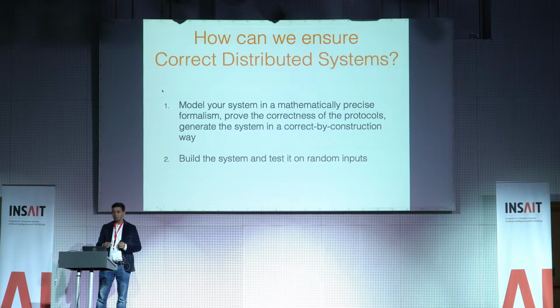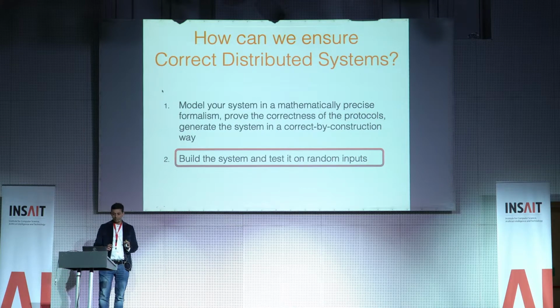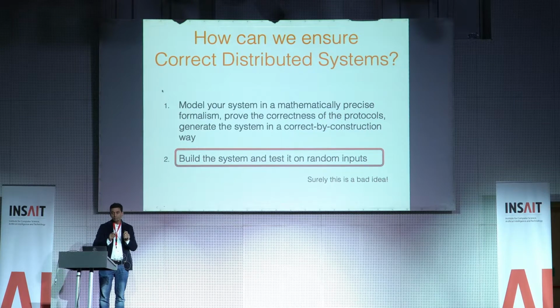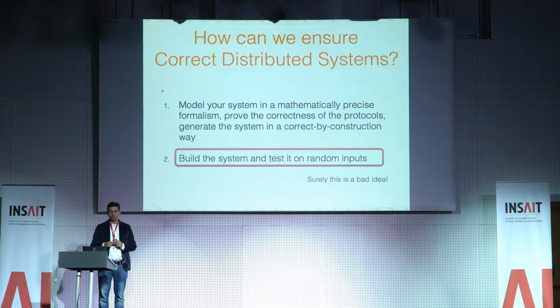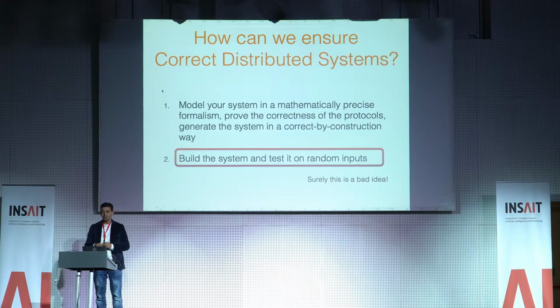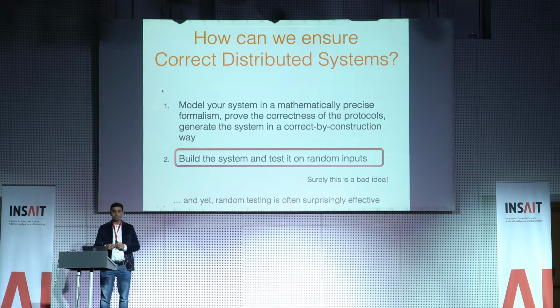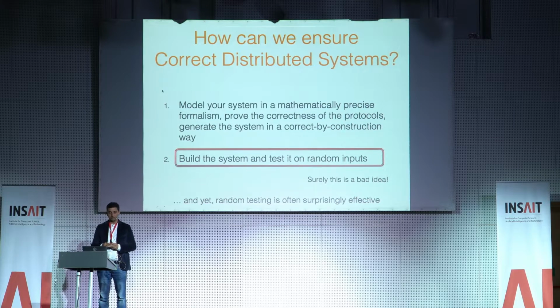Now, what practitioners do very often is that they just build the system and test it on random inputs. And this seems to be a bad idea, right? Because we said that, look, it's really complicated, very carefully designed inputs and careful things must happen in the network for things to work correctly and so on. But it turns out that in practice, random testing is often surprisingly effective in finding bugs in large distributed systems.